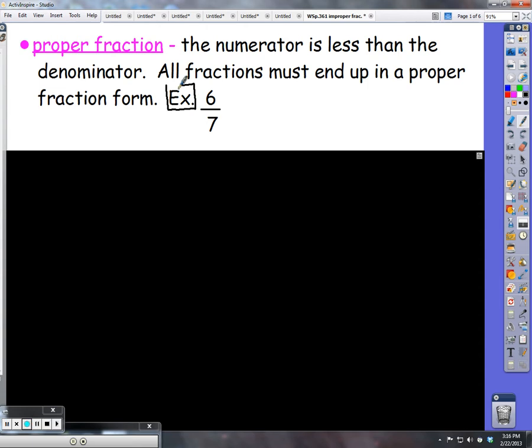So an example would be 6/7. The numerator 6 is less than the denominator 7. This is the proper way or the correct way that a fraction should be written.